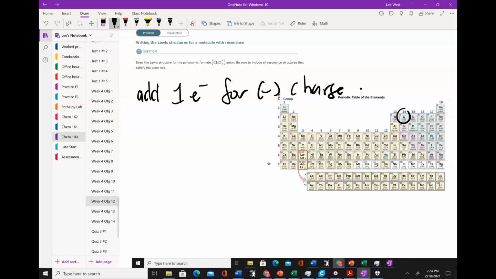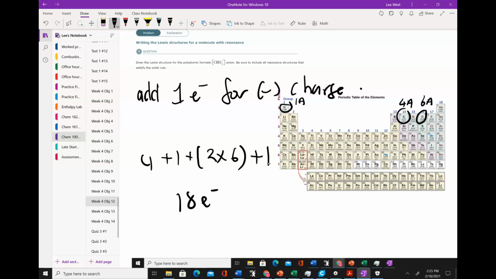So we've got carbon, hydrogen, oxygen. Carbon's in 4A, oxygen's in 6A, and hydrogen is in 1A. Let's add up the valence electrons. We've got 4 for the carbon, 1 for the hydrogen, 2 oxygens so 2 times 6, and then 1 for the negative charge. 4 plus 1 is 5, plus 12 is 17, plus 1, I've got 18 electrons. I'm going to keep a note of that up here, 18 electrons, which I'm going to use to do all the work with.